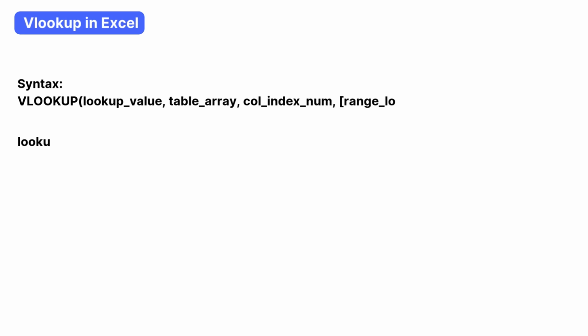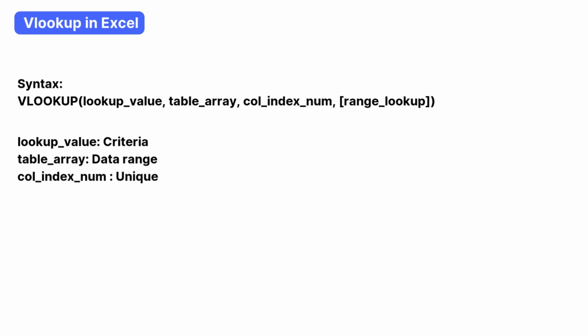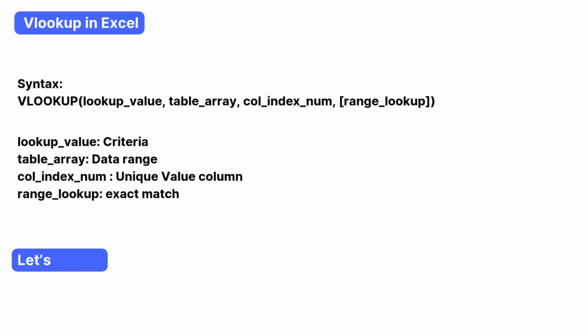Now let's understand the VLOOKUP syntax. Lookup value is equal to criteria. Table array is equal to the data range from where we want the unique value. Column index is equal to the column number of the unique value in the data table. Range lookup will always be exact match.